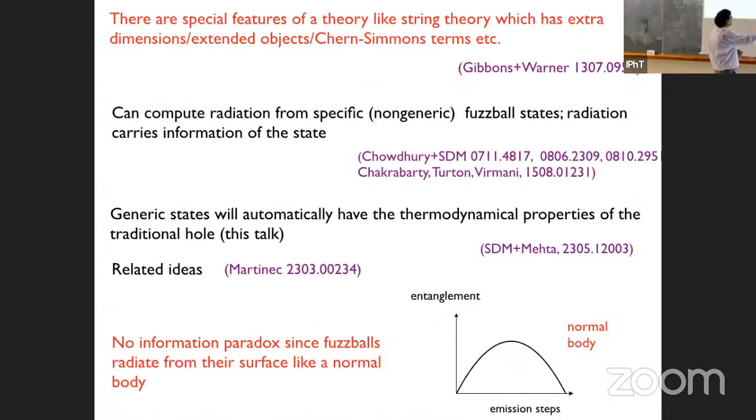As I was saying, Gibbons and Warner showed us exactly what goes wrong with the no-hair theorems. You can even compute the Hawking radiation for some of them, and you can see it's coming out like that of a normal body. And in this talk, we have seen the generic fuzzball states will automatically also have the thermodynamic properties of black holes, even though they don't radiate from a surface. There's no information puzzle there. And we heard related ideas about radiation from black holes in Emil's talk. Okay, so there's no information puzzle, and it's like a normal body because after all, it's a planet.